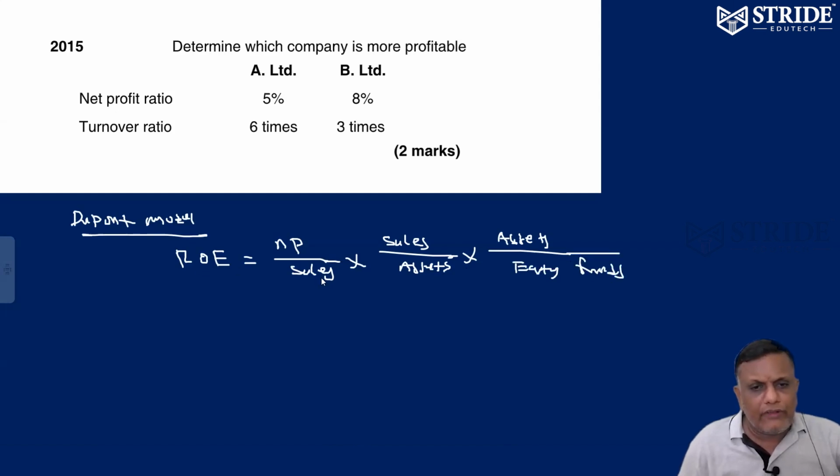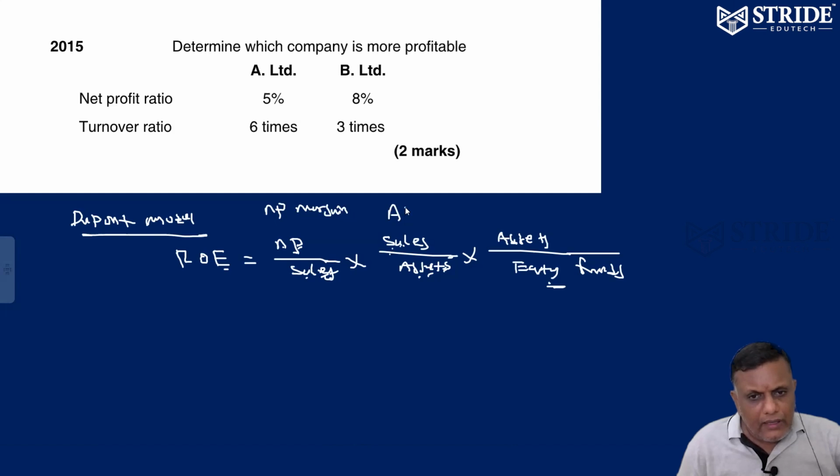This is called the ROE formula. What is ROE? Out of equity funds, what is the net profit? Sales cut, asset cut. Please check it. Net profit by equity funds is ROE. Out of investment, what is the net profit? That's called ROE. This is called net profit margin.